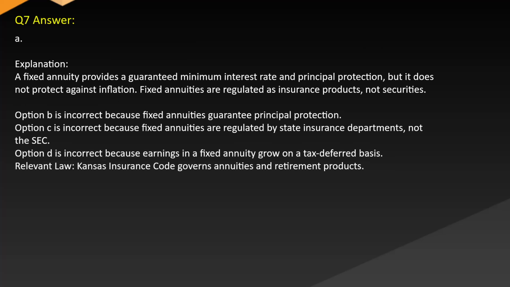Answer: A. Explanation. A fixed annuity provides a guaranteed minimum interest rate and principal protection, but it does not protect against inflation. Fixed annuities are regulated as insurance products, not securities. Option B is incorrect because fixed annuities guarantee principal protection. Option C is incorrect because fixed annuities are regulated by state insurance departments, not the SEC. Option D is incorrect because earnings in a fixed annuity grow on a tax-deferred basis. Relevant law: Kansas Insurance Code governs annuities and retirement products.